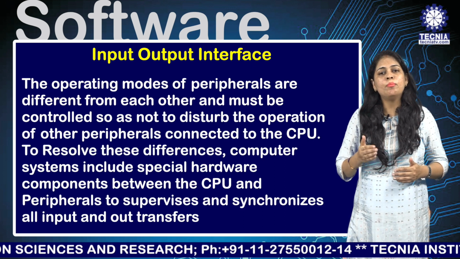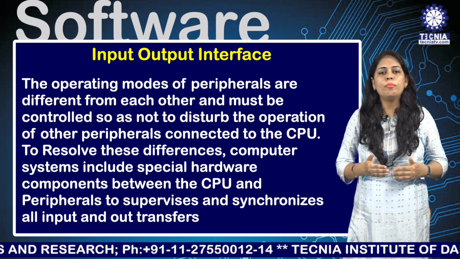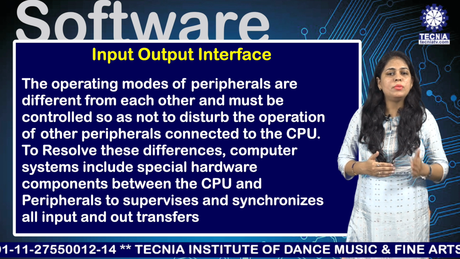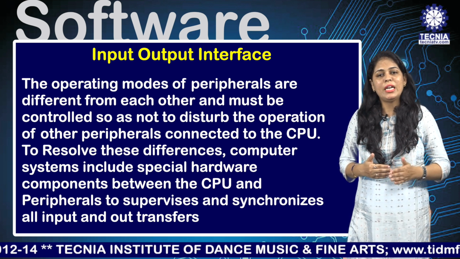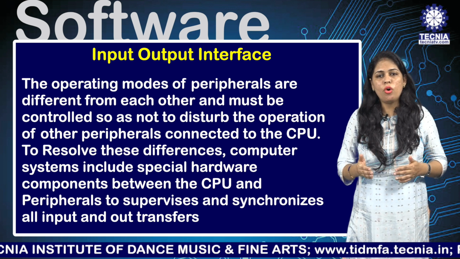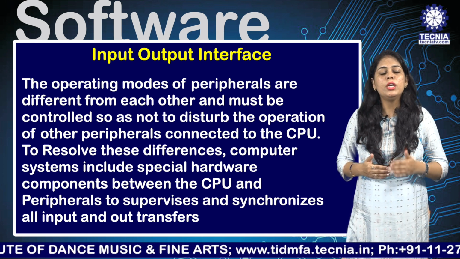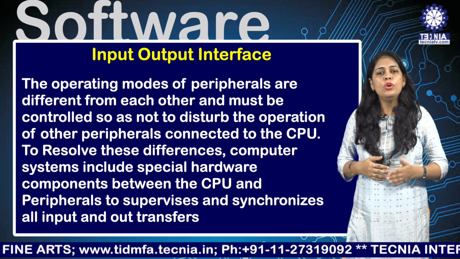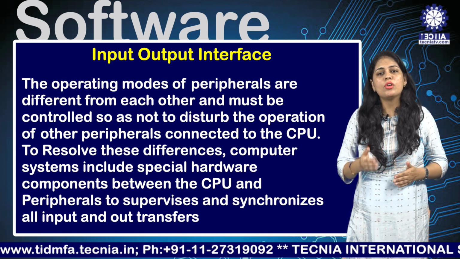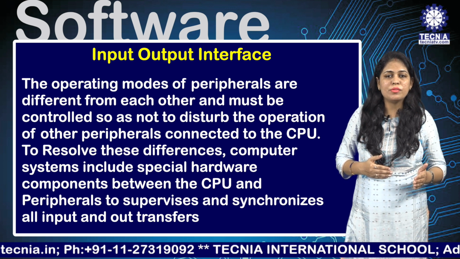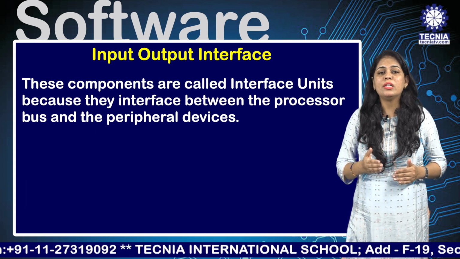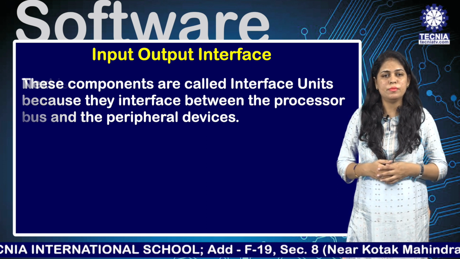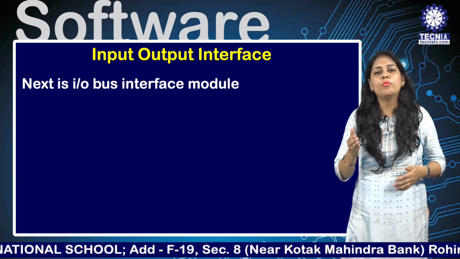Fourth, the operating modes of peripherals are different from each other and must be controlled so as not to disturb the operation of other peripherals connected to the CPU. To resolve these differences, computer systems include special hardware components between the CPU and peripherals to supervise and synchronize all input and output transfers. These components are called interface units because they interface between the processor bus and the peripheral devices.